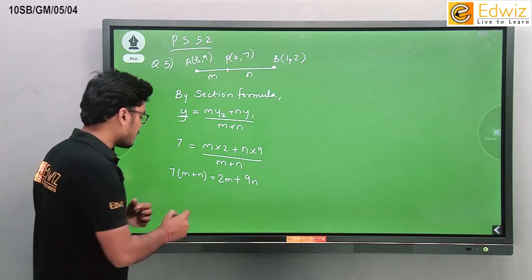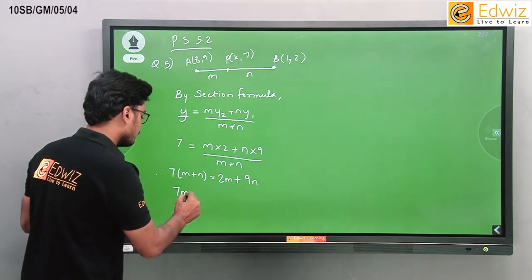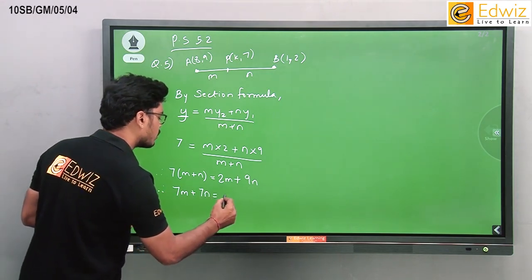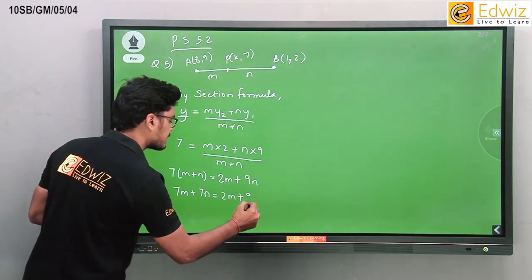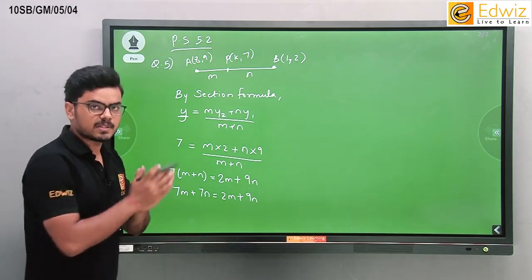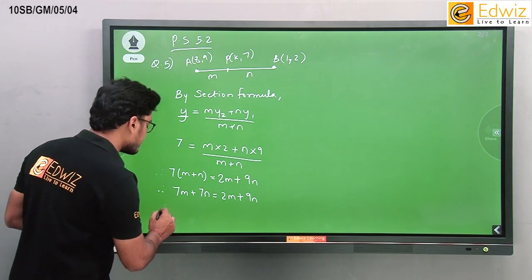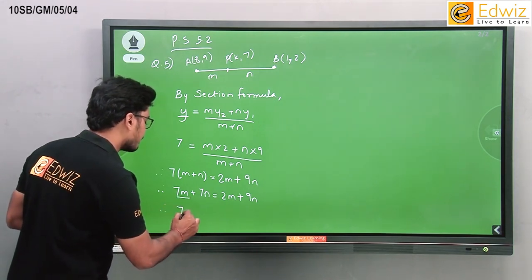Correct? Once we open the bracket, 7m plus 7n equal to 2m plus 9n. Now we have to take all the m terms on one side and all the n terms on the other side. So what we will do here is, let 7m stay here.